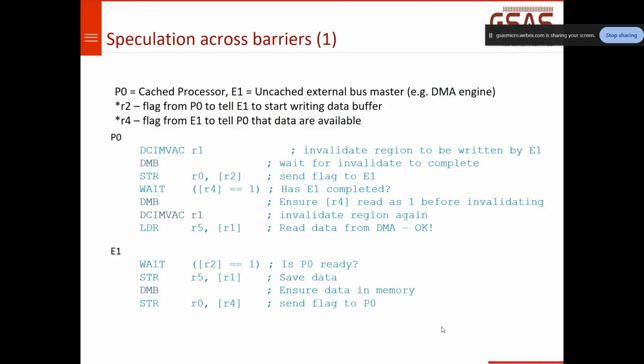Next, speculative access across barriers. So here we are talking about P0.